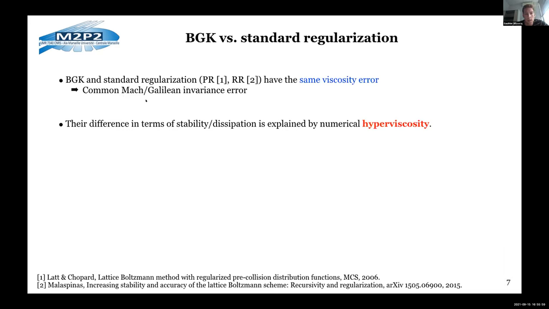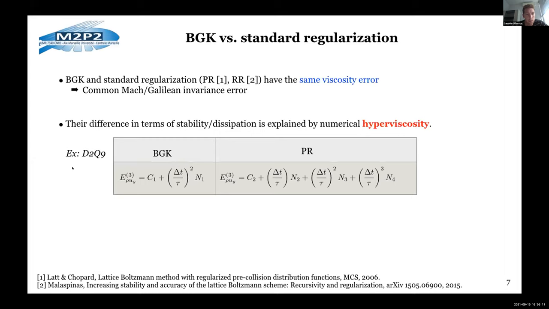So in order to understand the main difference between these models in terms of dissipation, we have to go further in the expansion and focus on the numerical hyperviscosity. If we look at the example of the D2Q9 lattice, here I represent, for the BGK and for the PR model, the global shape of the hyperviscosity error affecting the Y momentum equation. And we can see that for the BGK model, we have a consistency error plus a second order error term in delta t. And for the regularization, we have more terms. So we still have a consistency error, but several error terms at different powers in delta t.